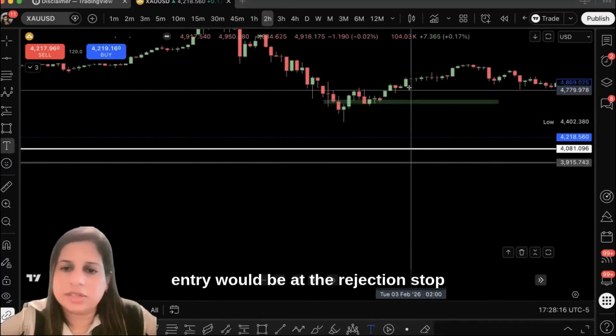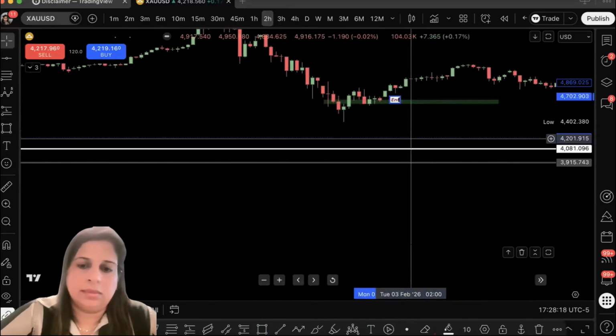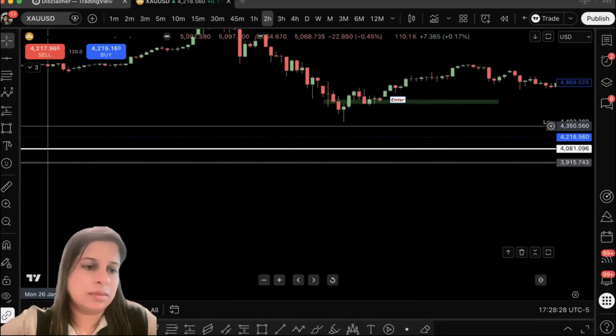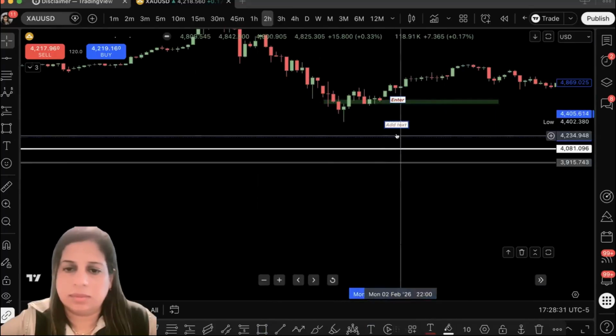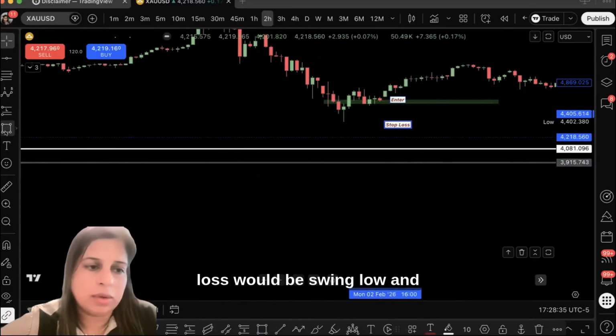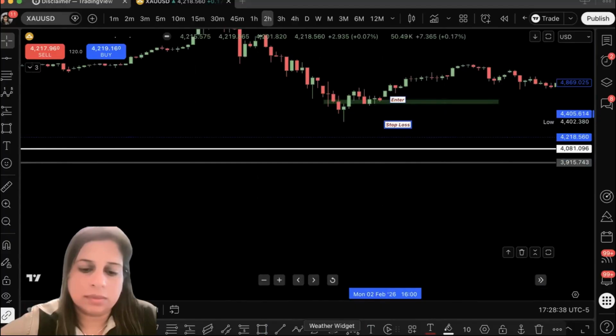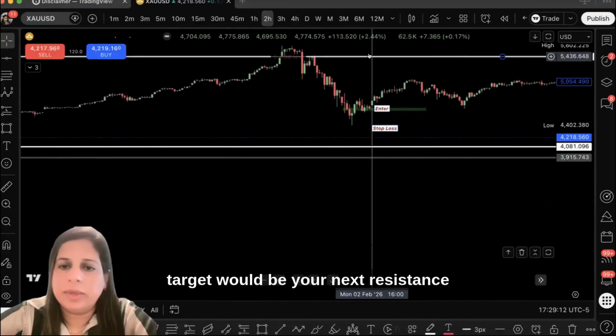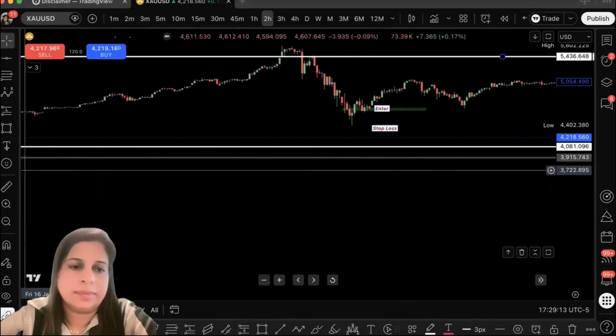Entry would be at the rejection. Stop loss would be swing low. And target would be your next resistance.